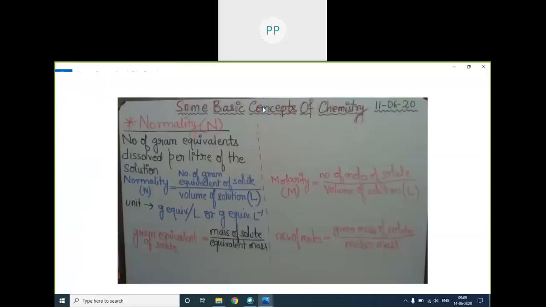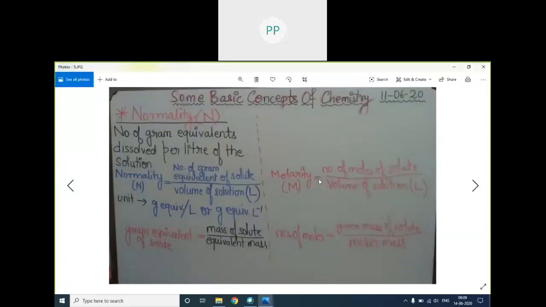Here you can see the comparison. Normality, capital N, equals the number of gram equivalents of solute divided by the volume of solution in liters. Just compare that with molarity. Molarity, denoted by capital M, is equal to the number of moles of solute divided by the volume of solution in liters. So the denominator term is the same for both. What is the difference is there in the numerator.